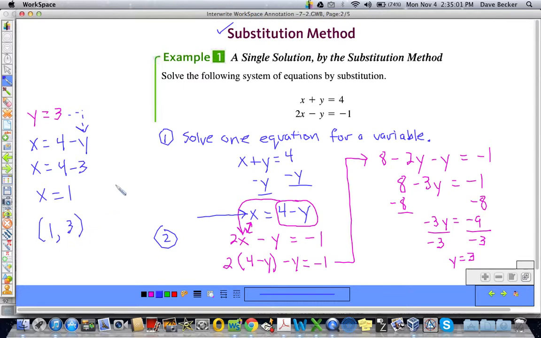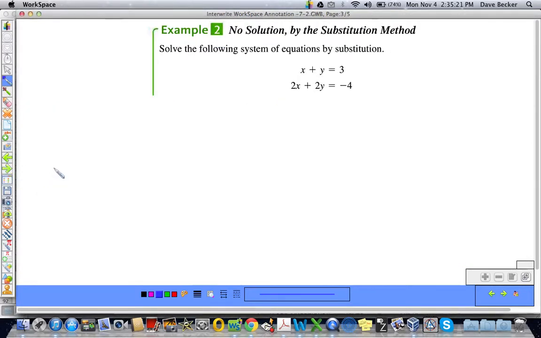You can write it like that, or you can just write x equals 1, y equals 3. It doesn't really matter. We can check it easy enough. 1 plus 3 equals 4 using substitution. Let's see, 2 times 1 is 2, minus 3 does equal -1, so the solution does indeed check.